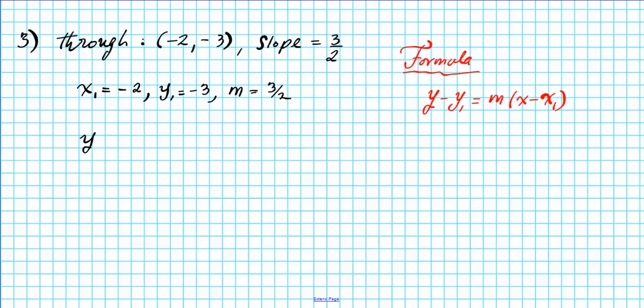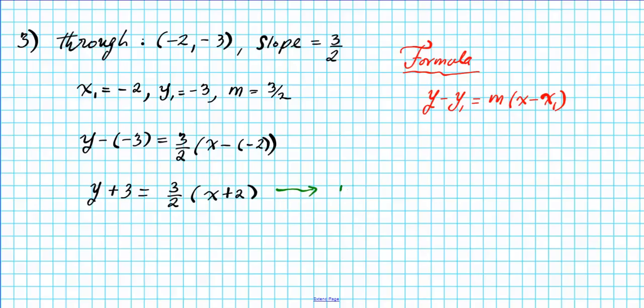Okay? All right, so let's go ahead and do it. We have y minus y1, which is negative 3, equals m times x minus x1, which is negative 2. Okay, now let's simplify this a little bit. We have y plus 3 equals 3 over 2 times x plus 2. Now freeze for a second. This right here is the point-slope form of the equation of a line.